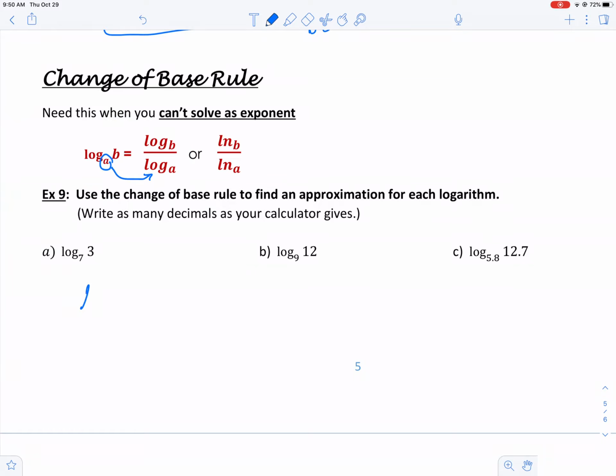So I'm going to put the log of 7 on the bottom and the log of 3 on the top. In other words, I'm changing this from base A, whatever A is, or from base 7, to base 10, which I can now just plug into my calculator. So in my calculator, I'm going to put log of 3 over log of 7.